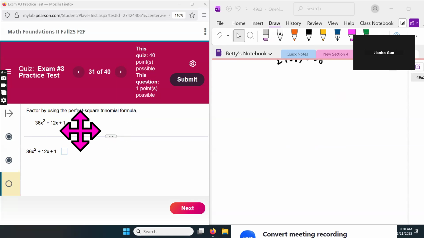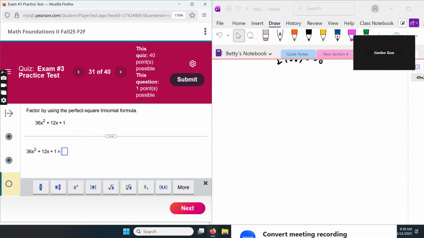Then this trinomial is a perfect square trinomial, right? 36x squared, first base 6x. Constant term is 1, base is 1. So the middle term is positive. We're going to have a square of binomial sum. In the parentheses, the base, we're going to have 6x plus 1, all right?